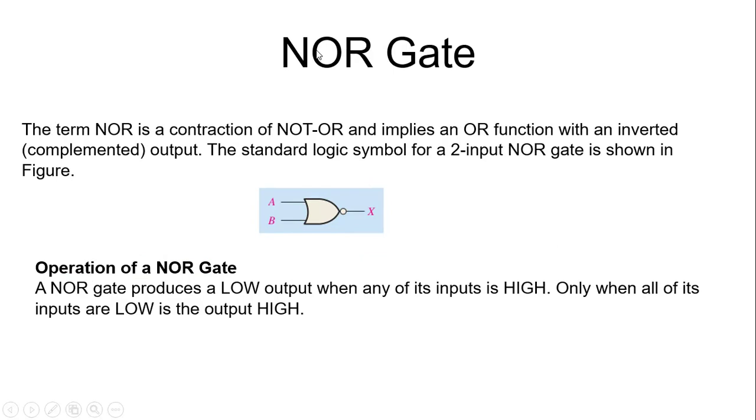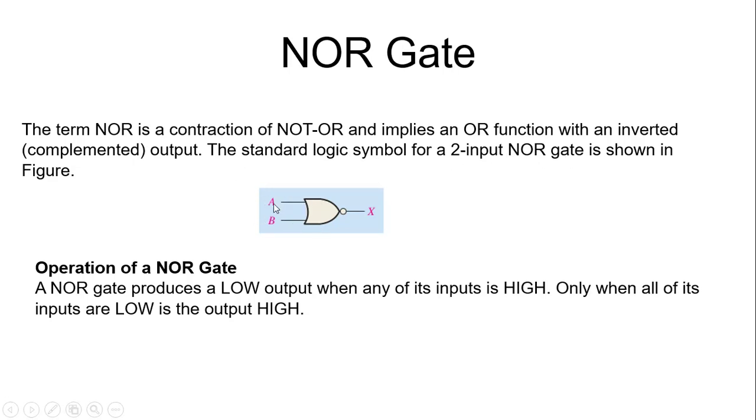NOR gate. Like the NAND gate, the NOR gate is also called a universal gate for the same reason. We can construct any logic using NOR gates. But keep in mind, the most widely used gate is the NAND gate. The term NOR is a contraction of NOT OR and implies an OR function with an inverted, complemented output. The standard logic symbol for a two input NOR gate is shown in the figure.